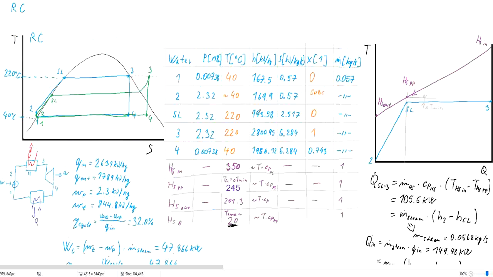Now we had the parameters for the blue cycle in the TS diagram, and let's have a look at the green one. I will just add some values directly in the table, just with the green. So the pressure for the green cycle at the points 1 and 4 stays the same.